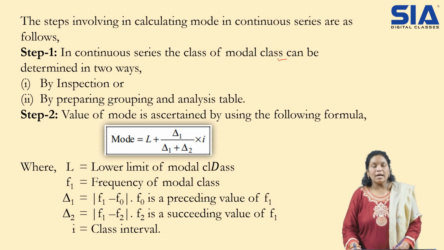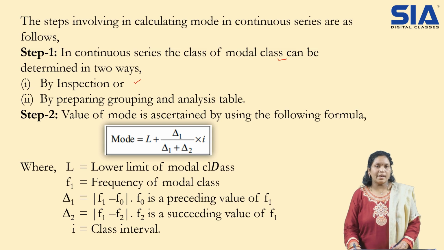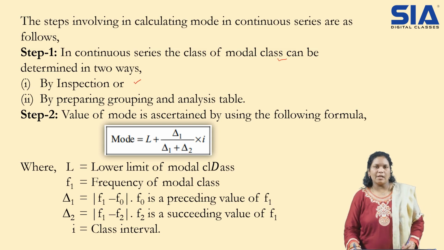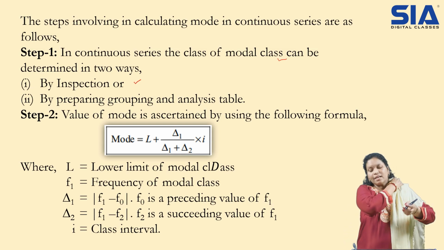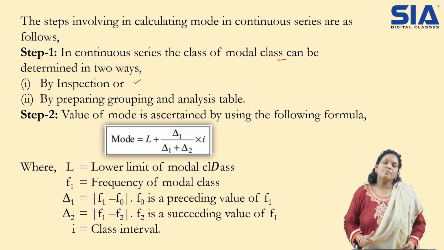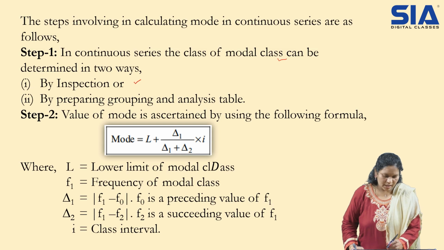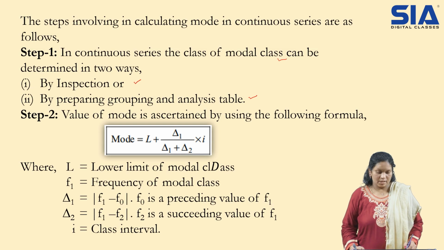To get the modal class we have two ways, that is by inspection. Inspection we have just now done in discrete, right? By seeing, we can identify the highest value and its corresponding values. Similarly by inspection, if you can identify the highest value, there we can get the modal class. Or sometimes we will not get a single highest value, we'll get repeated values. So whenever we have repeated values, we have to go for the second method, that is preparing a grouping table and analysis table. I'll explain now how that goes on.